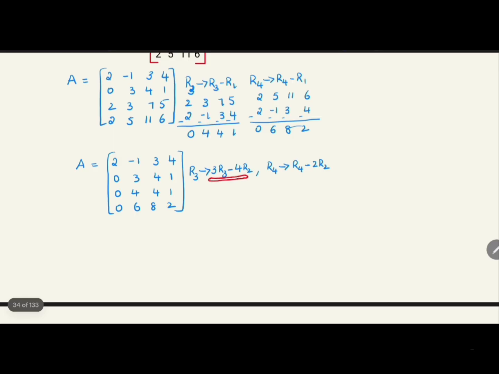So this is 3R3 minus 4R2. I will do it. Multiply the third row by 3: 0, 12, 12 and 3. Multiply the second row by 4: 0, 12, 16 and 4. So subtract these elements: 0, 0, -4, -1. Now I will perform this operation, R4 minus 2R2. What is R4? 0 6 8 2. Multiply R2 by 2: 0 6 8 2. I'll subtract these and it will become 0. So the fourth row has been made 0.